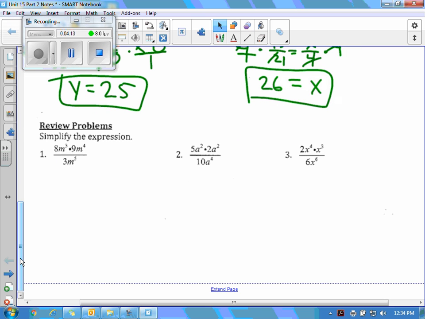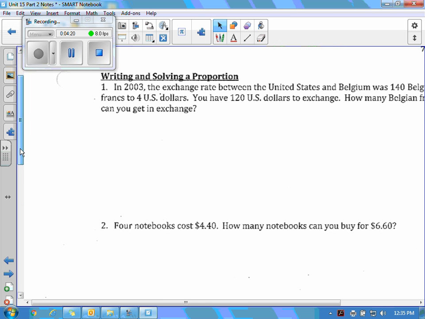The bottom of the page has your review problems. Make sure you get those review problems done. If you need help, just ask me. On the back side, we have a couple of word problems.